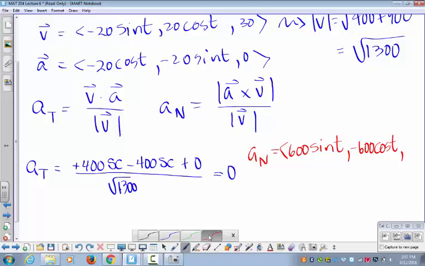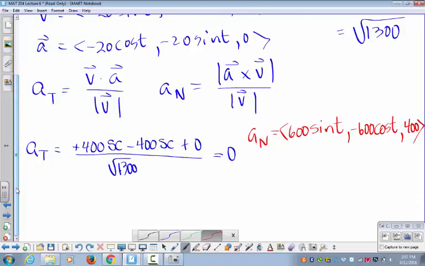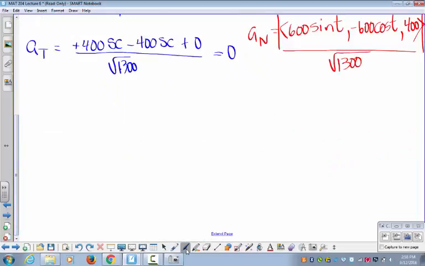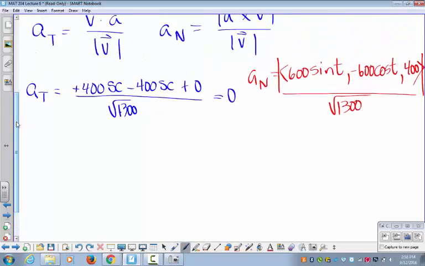And then the z component, 400 sine squared plus 400 cosine squared, 400. So we get that. And then we have to find the length of that, so let me put the absolute value bars around it. So the length of that, still divided by root 1300. We'll simplify that in a minute. So our normal component will be the length of all that.